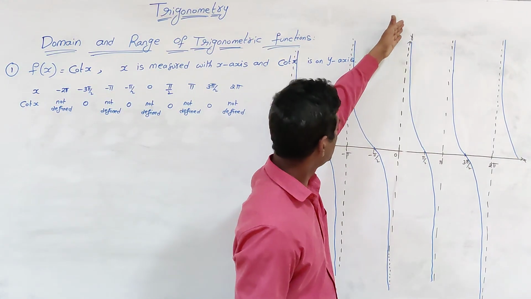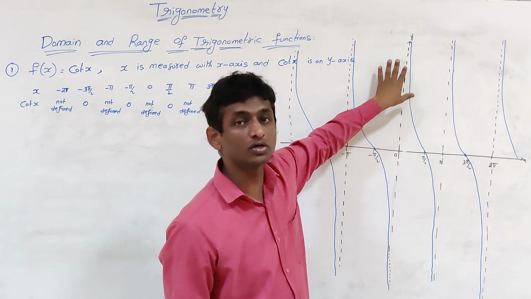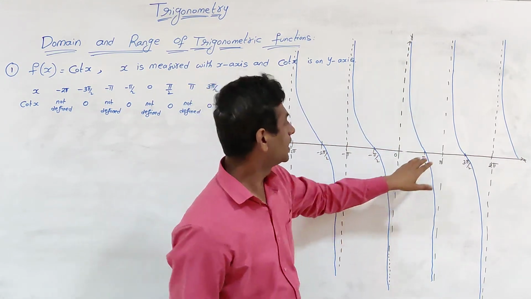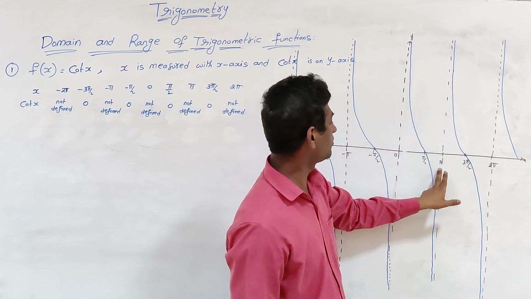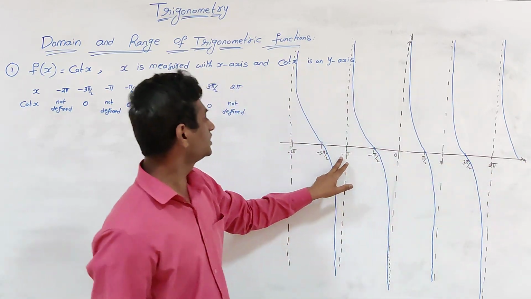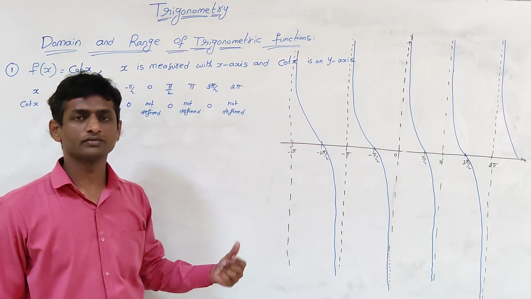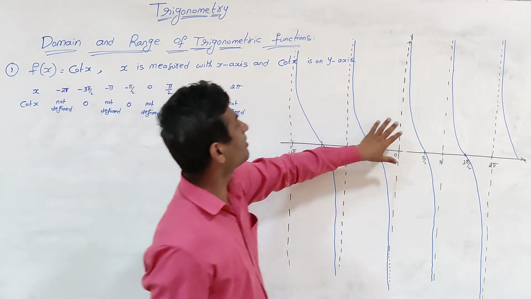So this is the y-axis but dotted line, because if x is 0, cot 0 is not defined. And similar dotted lines are at pi, 2 pi, minus 2 pi, which are multiples of pi. Now, this is the shape of the graph.